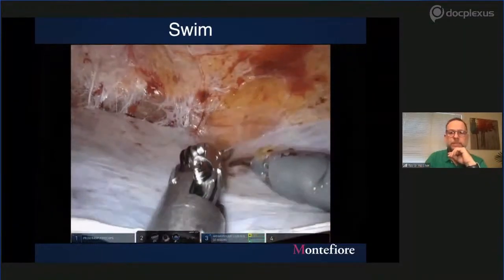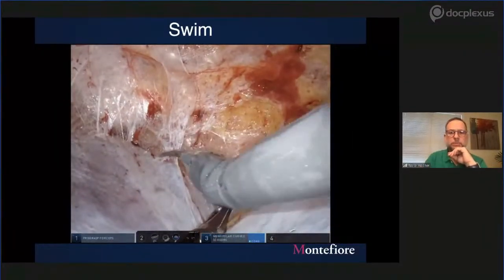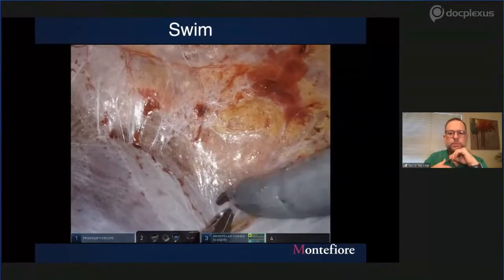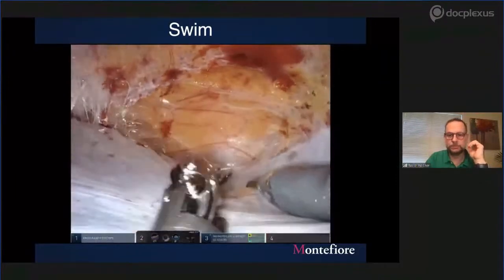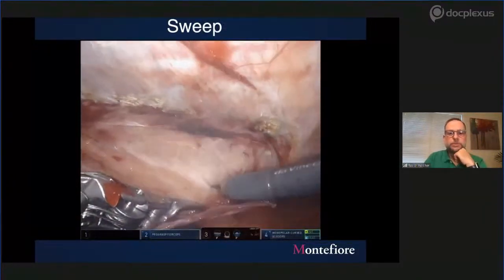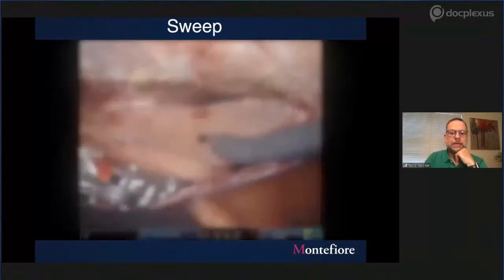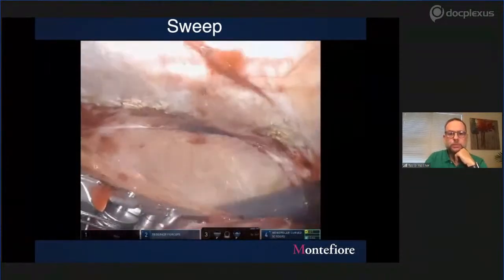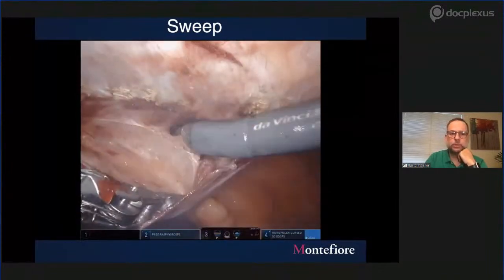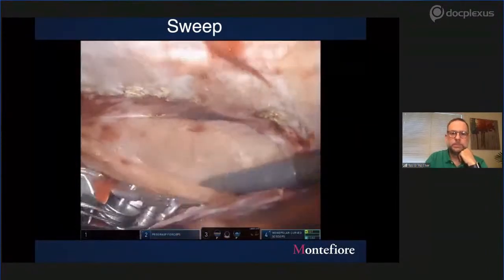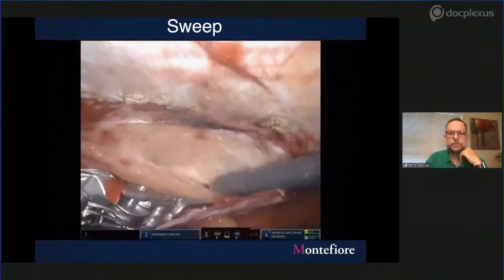Just put my non-abdominal hand, buzz a little bit, and then you swim, you push up, you open your instruments. It's always the same maneuver. Another maneuver described is sweep down. When you are on the fatty tissue, that works so well, but when you are outside the fatty tissue, it really does not work that well. So be cautious when trying to use sweep.